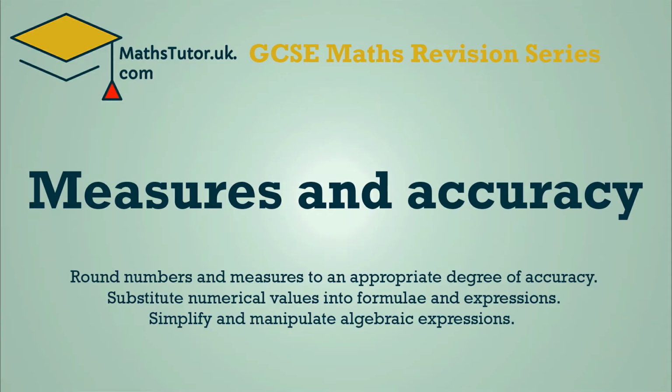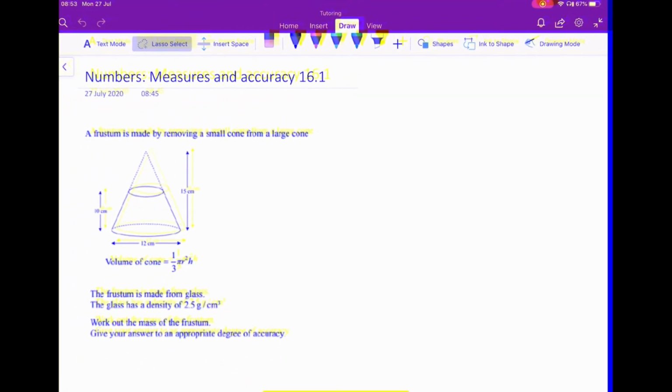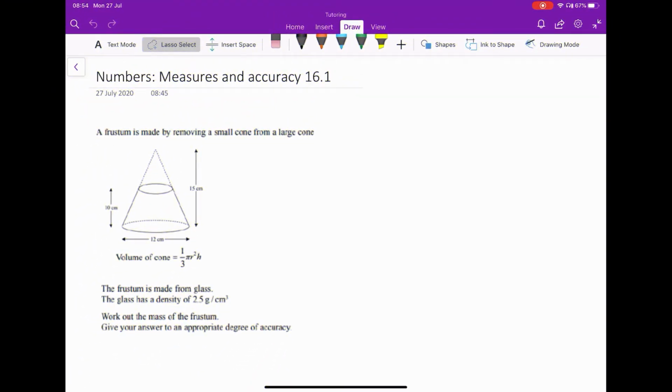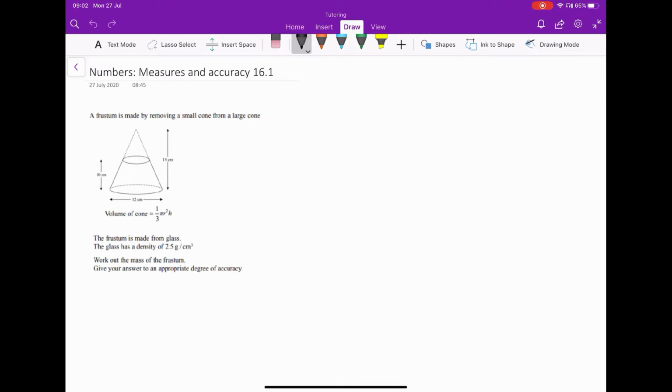Welcome to this GCSE Maths revision video using fully worked examples of typical GCSE questions. This time, we are looking at a question that tests out your algebraic skills in using formulae, but also poses an instructive question about accuracy. I'm Mr. Lindsay, your tutor from mathstutor.uk.com. Let's look at what it's asking us.